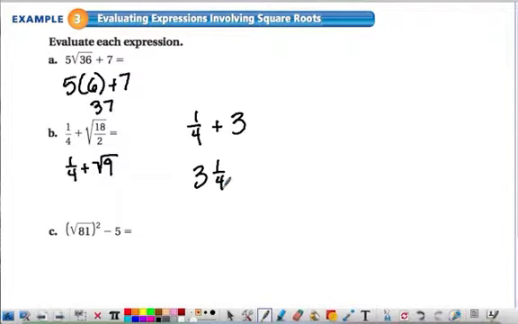Now on C, this is where the square roots and squares start canceling each other out. They're inverse operations. So if you take the square root of 81, it's 9. And then you square it, you get 81 again. So basically what happens is the square root and the square cancel out, and you're left with 81 minus 5, which is 76.